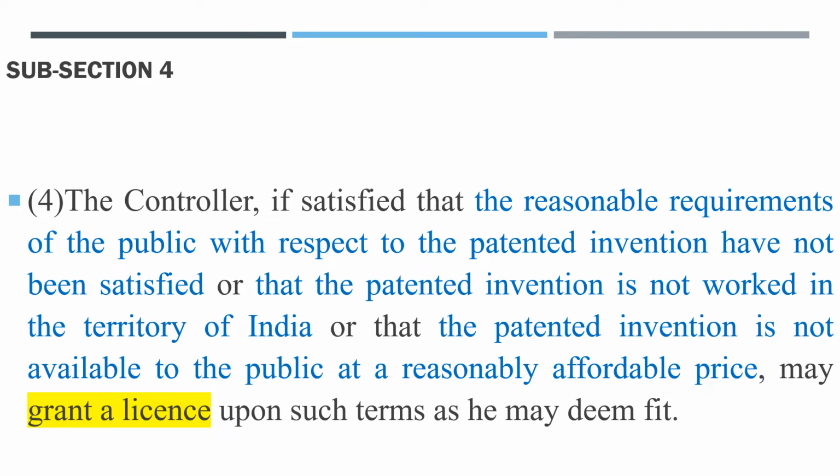So we can say, that means in brief, I can analyze the subsection. Just listen carefully. The controller may grant a license upon the below grounds if he or she is satisfied. What are the grounds? Ground number 1, reasonable requirements of public is not satisfied, or ground number 2, the invention is not worked in Indian territory, or ground number 3, the invention is not available to the public at affordable price. Now this is the whole essence of this subsection. I hope it is pretty clear now. Fine. Okay, let us proceed then.